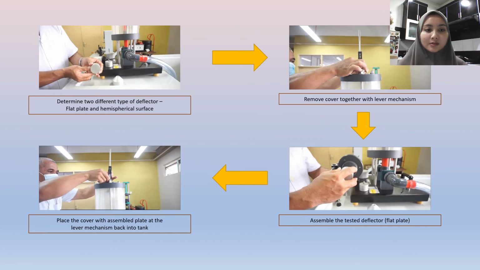Next, we'll go to the steps of this experiment. The first step is to determine two different types of deflector, which are flat plate and hemispherical surface. Next, remove the cover together with the lever mechanism. Next, assemble the tested deflector. Next, place the cover with the assembled plate at the lever mechanism back into the tank.